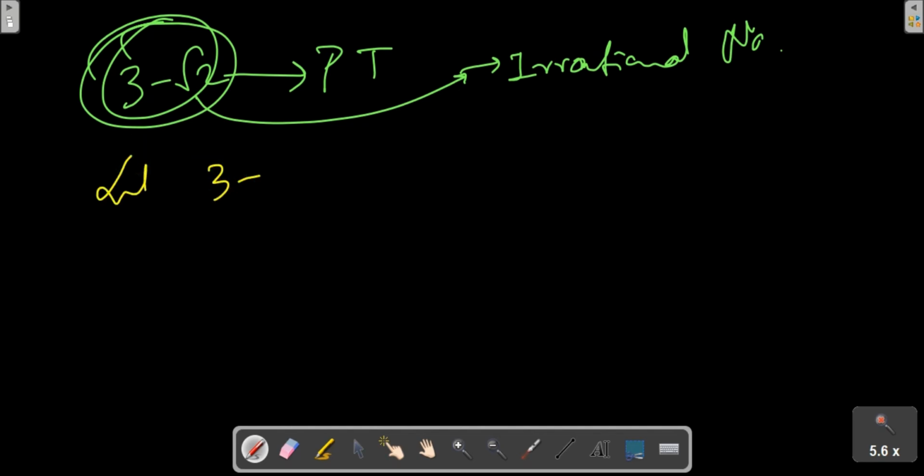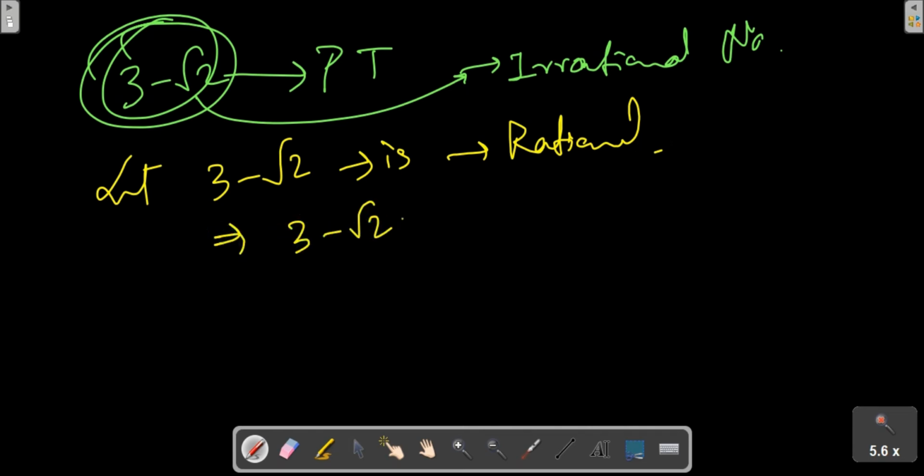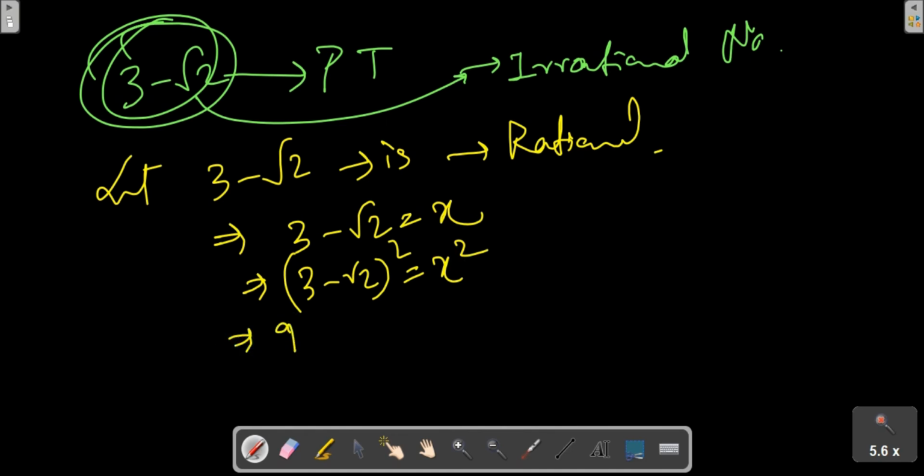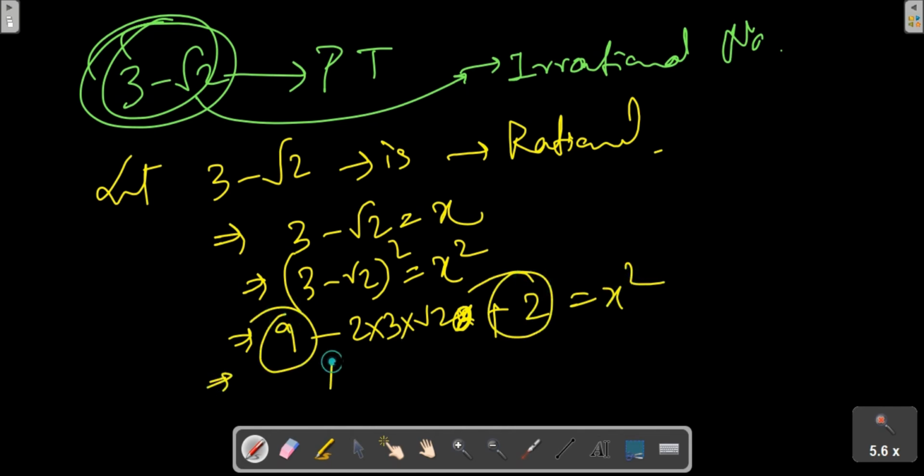We will say, let 3 minus root 2 be rational. Now as it's a rational number, we will take it as x. Now we'll square both sides. So (3 minus root 2) square is equal to x square. Now the square: 9 minus 2 into a into b plus b square. Root 2 square will become only 2, so it's x square. Students, you can see this 9 and this 2 will give you 11, and this whole thing will give you minus 6 root 2, right? So it's x square.